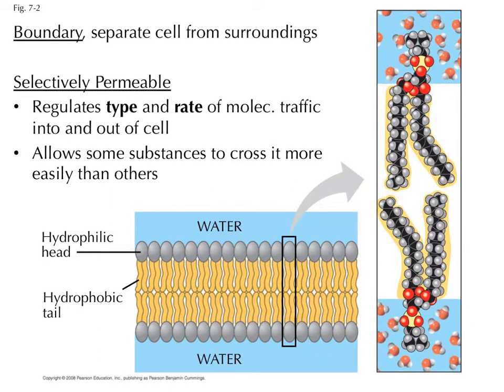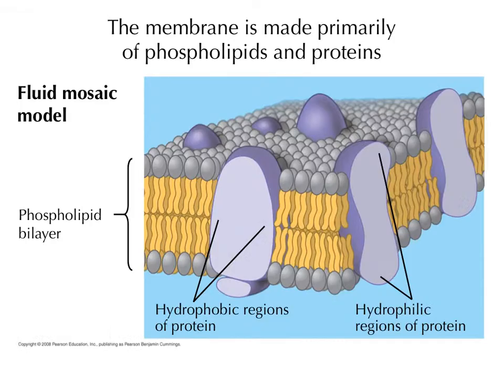Selective permeability is due to the phospholipids and the proteins in the membrane. Selectively permeable means that you can regulate the type and rate of traffic in and out of the cell. So not everything goes in and out, and most of it does not move without some kind of regulation.